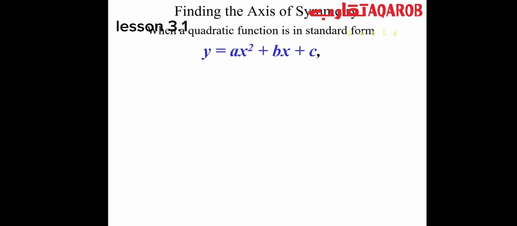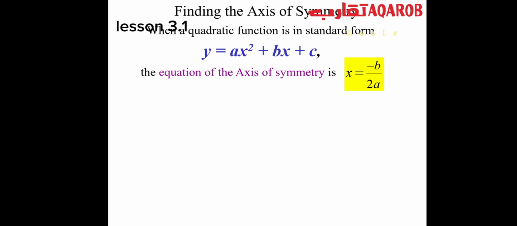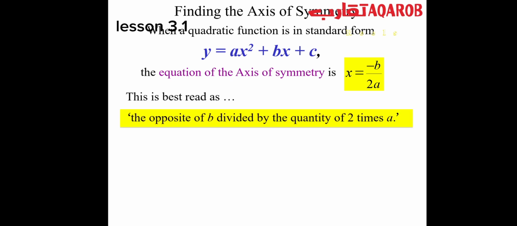Now, how to find the axis of symmetry? Since it's a vertical line, it's not a function. So we don't say y equals for its equation. No, the equation for the axis of symmetry is x equals a value. Now, what's the value? It's negative b over 2a. This is a formula. You have to memorize it. And notice that the negative is a basic, it's original in the formula or in the equation.